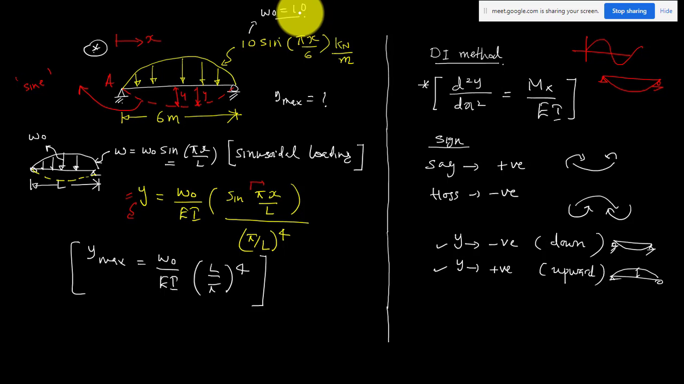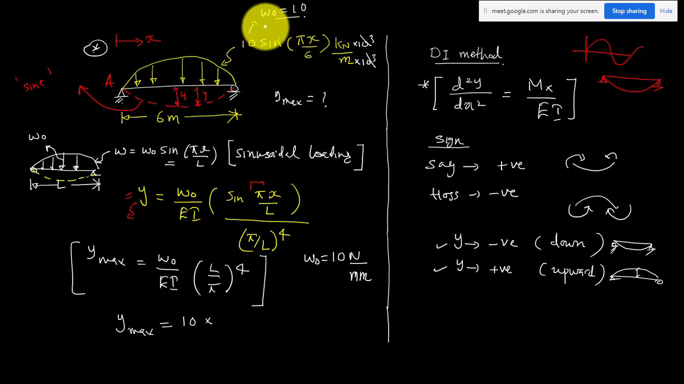So if you know this equation, you can find the maximum deflection directly. W0 is 10 kilonewton per meter. So this W0 is equal to 10 kilonewton per meter, or Newton per millimeter. You can convert kilonewton into Newton, 10 power 3, and meter into millimeter, 10 power 3, so it will get cancelled. So W0 is 10 Newton per millimeter and L, the span of the beam, is 6000 millimeter.